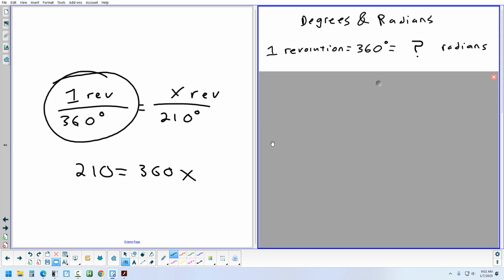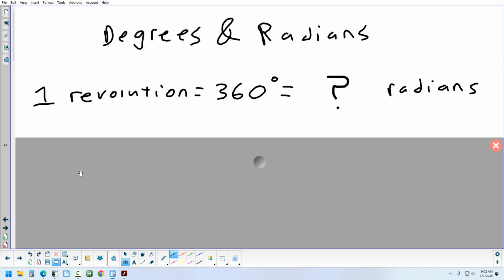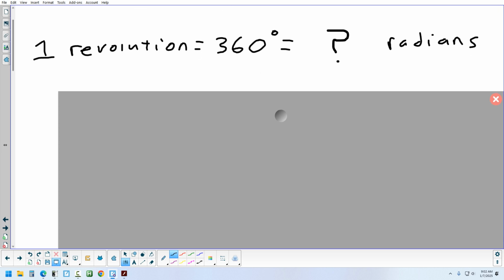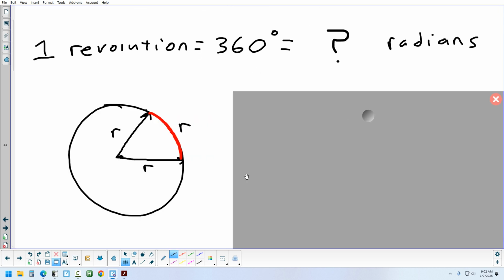So we're going to eventually figure out what that question mark is. But I'm going to start just by describing to you what a radian looks like. I'm going to give you a visual that you can look at to understand what it is. Now, if you look at the word radian, does it have another word in it that sometimes we see in geometry? Radius, yes. So radians and radius have a lot to do with each other. All right, so let's draw that picture.